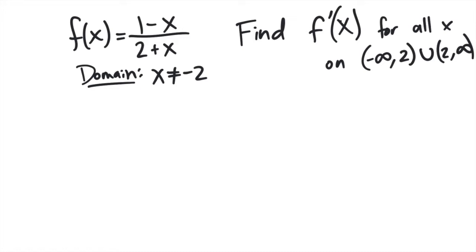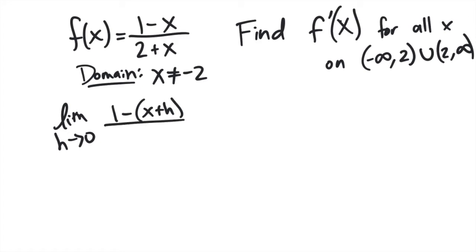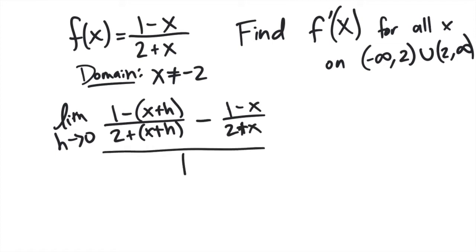All right, so let's go back to our definition. We have the limit as h goes to 0 of f of x plus h. Be careful here. This looks like 1 minus x plus h divided by 2 plus x plus h. There's your f of x plus h part. And then minus f of x, which is 1 minus x over 2 plus x, all divided by h.